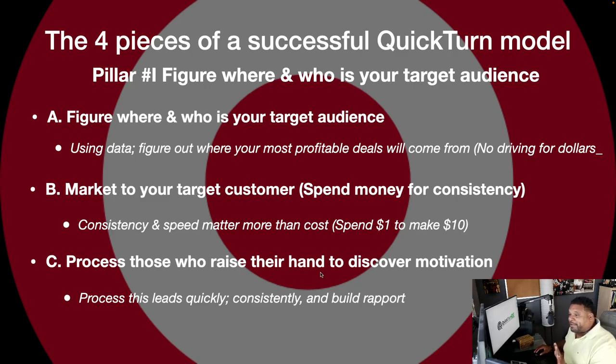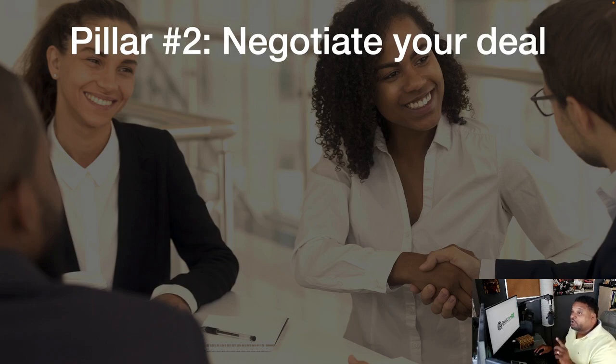So now you're only competing with about 5 to 10 people about getting a deal. Now, the thing that's going to beat you out of those 5 to 10 people is your process. So let's get into the second part. The second pillar is negotiating your deal, which is your process.